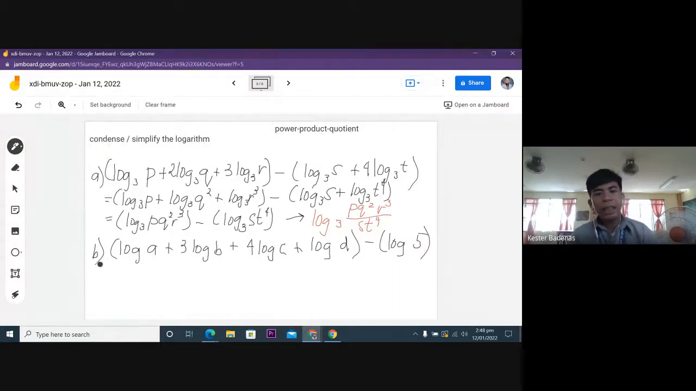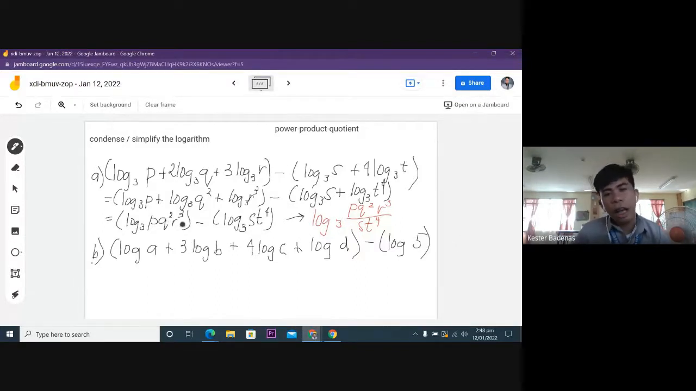Next naman, we have log A plus 3 log B plus 4 log C plus 5D minus log 5. Anong base? Pag walang nakikitang base, base 10. Okay, base 10. Okay lang yan kahit base 10. Yung iba nga, ln minsan yung ginagamit.